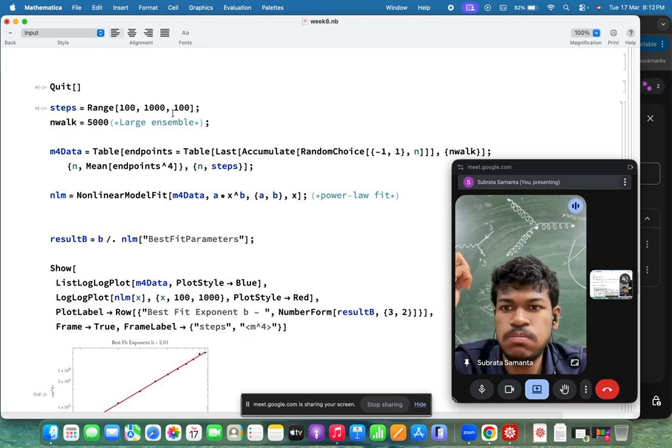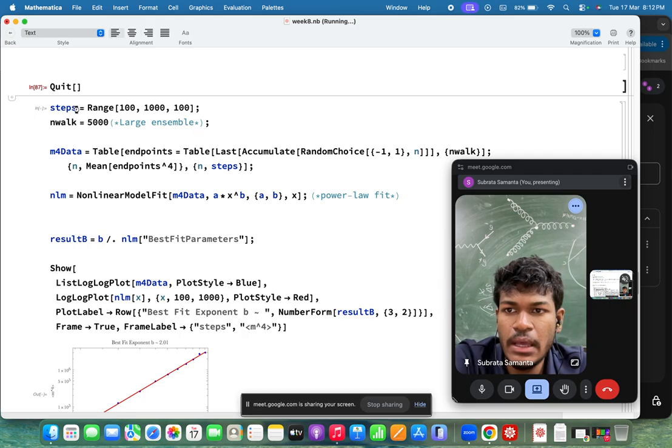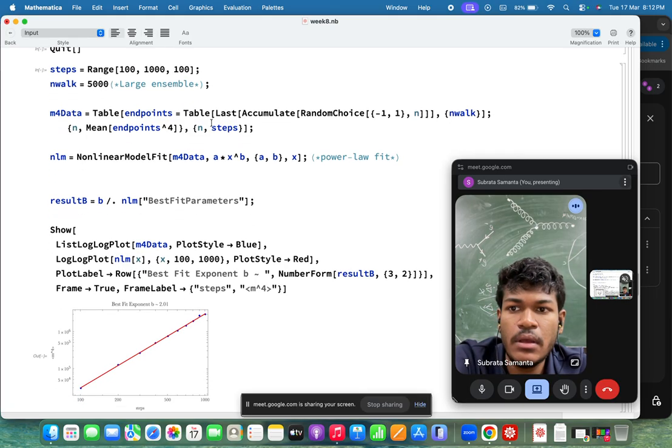So, let us again create steps from 100 to 1000 with a gap of 100, so basically 10 time slices, and the number of workers is 5000. So it is a large ensemble. And we calculate m to the power 4. How? We first calculate the n points from these random choices, then accumulate, and then extract the last point. That is the end point for each of the workers.